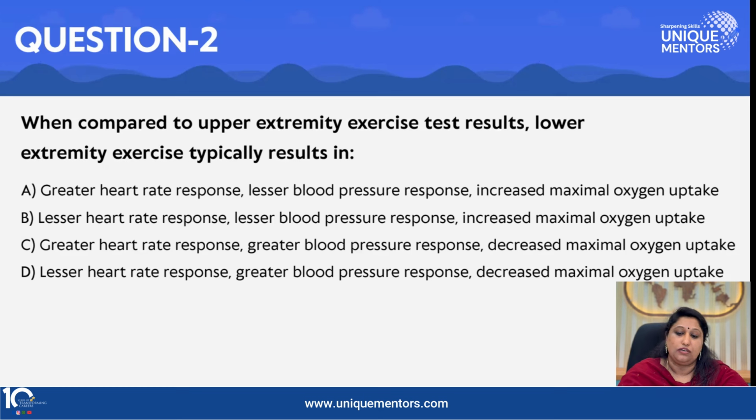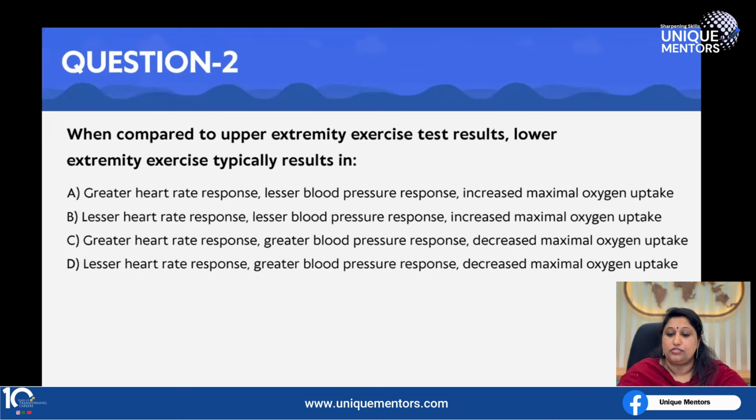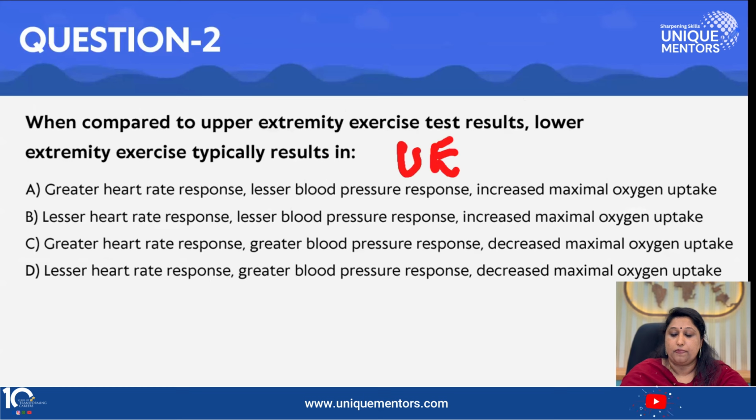So when you have such bigger options, the first thing that you have to do is elimination. So we have to see for 2 options which we can eliminate in the beginning itself. So the key point for this question here is, whenever we are looking at exercise test results, you can see a peculiarity. The upper extremity hemodynamic responses are always greater than lower extremity hemodynamic responses.